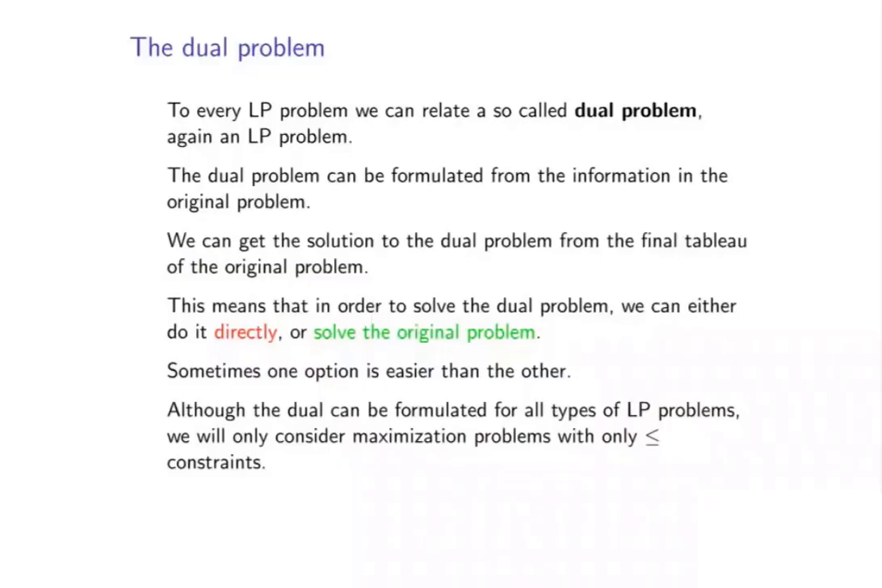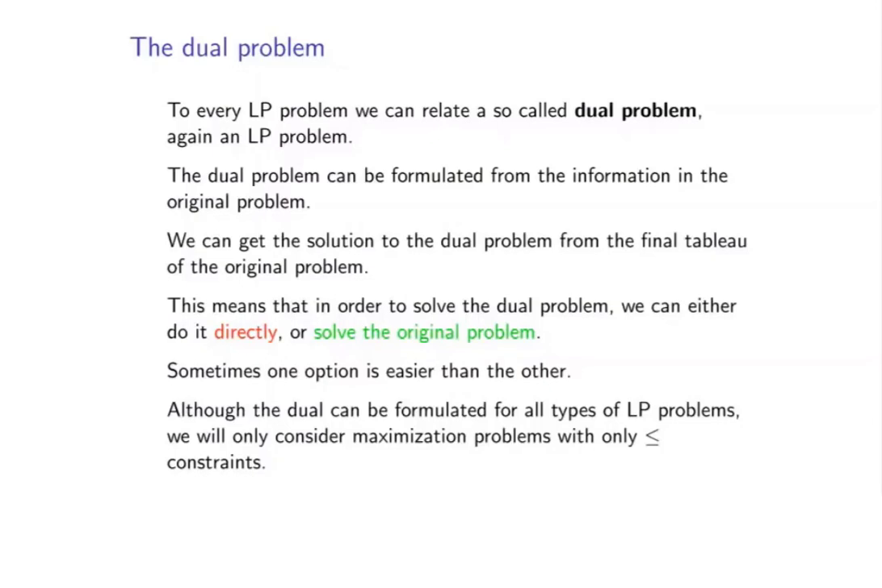Welcome. Every linear programming problem has a corresponding dual problem. This dual problem is again a linear programming problem. One important fact about the dual linear programming problem is that if the original linear programming problem has a solution, then the optimal value of Z obtained from the original linear programming problem will be the same as the optimal value of Z obtained from the dual problem.